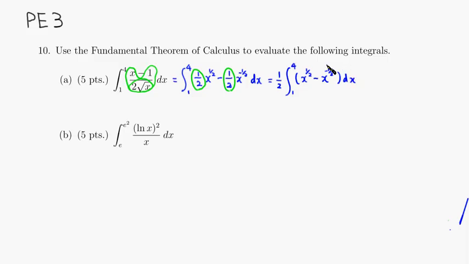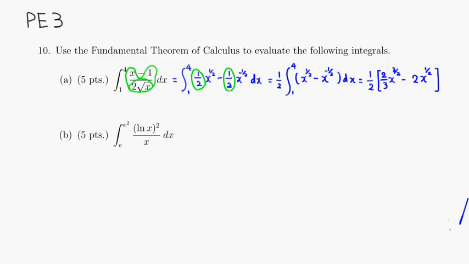Then I'm going to go here, and 1/2 is still there. Find the antiderivative of this guy, so add 1 to the power, so 3/2. Divide by 3/2 is multiplied by 2/3, so I'm going to write that here. Minus, add 1 to the power, so it's going to be positive 1/2. Divide by 1/2 is multiplied by 2. So we have that.